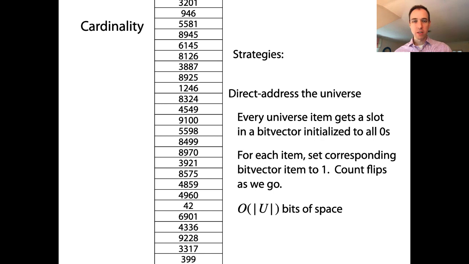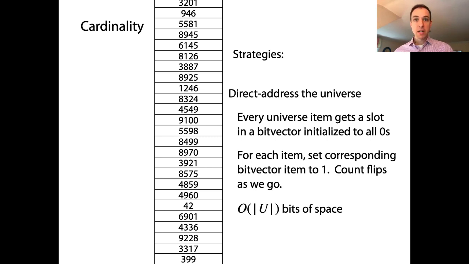If so, this is the first time I've seen it. I'm going to switch it to 1, and I'm going to increment a counter for how many distinct items I have. Okay, so here the stream can be going by as fast as you like. We just need for each item in the stream just enough time to be able to do a direct address lookup in the bit vector and possibly set that value to 1.